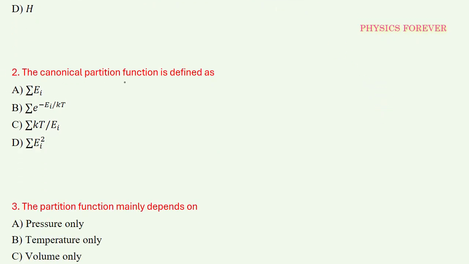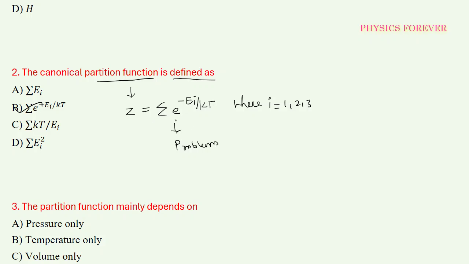Then, how do we define the canonical partition function? We already explained it in question number 1. The partition function can be written as Z equals the summation of e power minus Ei by kT, where i equals 1, 2, 3. So the correct option B is right. You have to remember those formulas, because problems are most important.